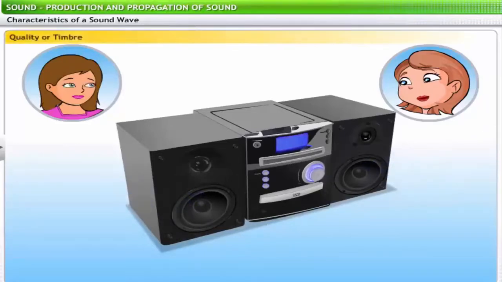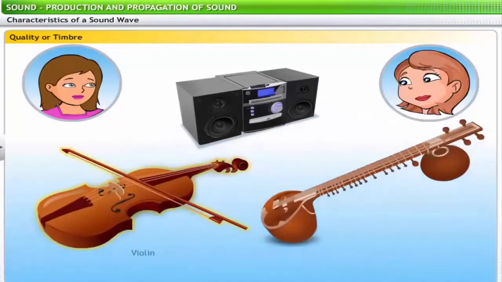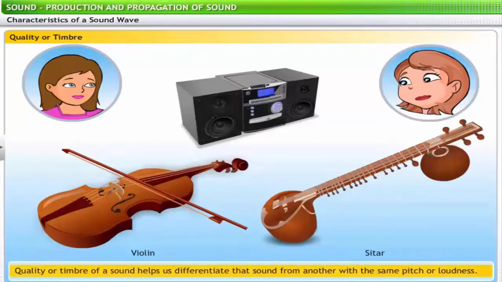Can you tell whether it is a single instrument or two instruments playing? Yes, it is definitely two instruments. One sounds like a violin and the other could be a sitar. You could identify the difference in instruments because of the type of sound you heard, right? Yes. Sound emitted by every instrument has a unique characteristic that distinguishes it from other sounds with the same pitch or loudness.